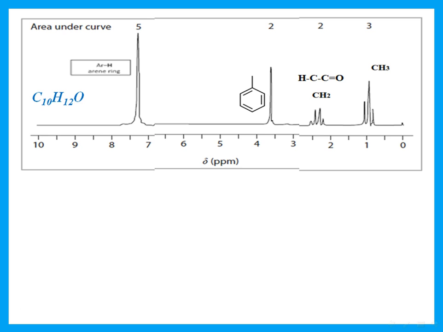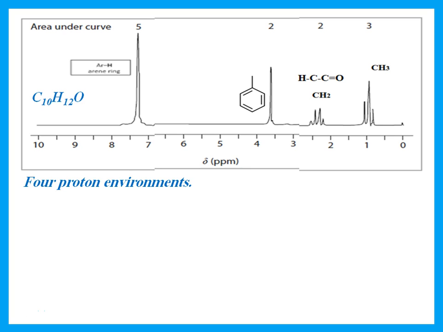We have a benzene ring. We have the 5 hydrogens of the benzene ring. That's the one at 7 point something. The one at 3.6 is the one that has a branch on the benzene ring, and then we have a hydrogen next to a carbonyl, and that carbon has two hydrogens, and it is next to a methyl group. So we need from all of these to determine the structure. So this is what we have.